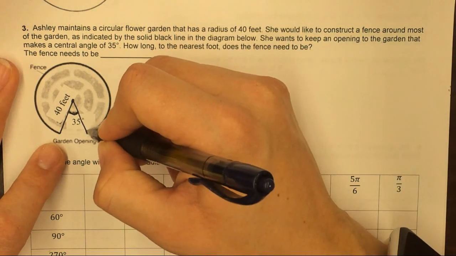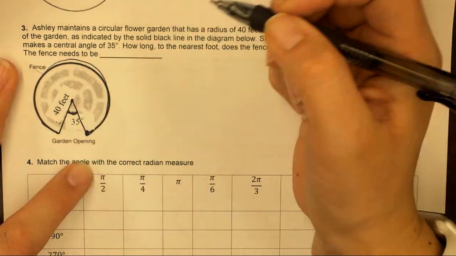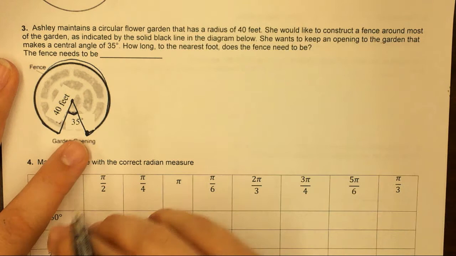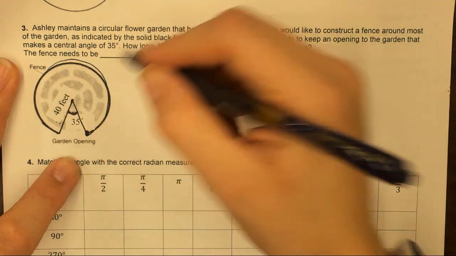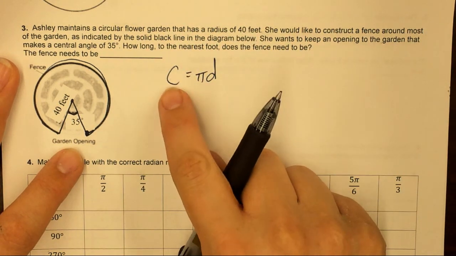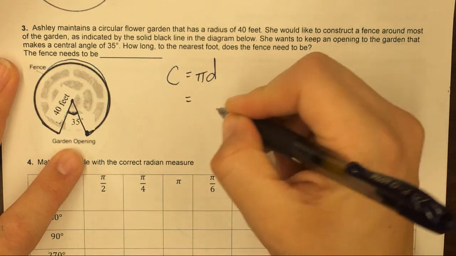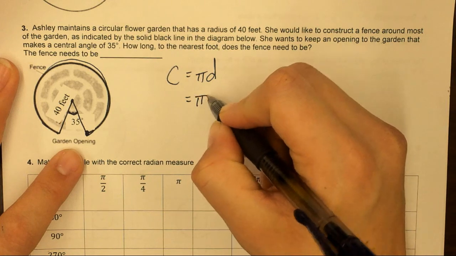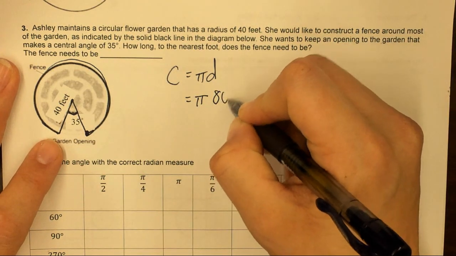So we need to figure out what the fencing needs to look like from here all the way to here. We know this is basically the circumference, and circumference is pi times d. In my class, we say "cherry pie is delicious." That's the circumference formula. So I'm going to figure out the circumference, which would be pi times diameter. The radius is 40, so if we double that, that gets us 80.